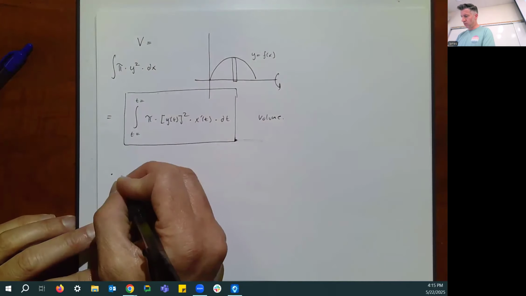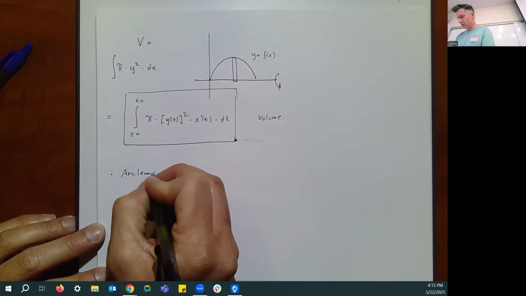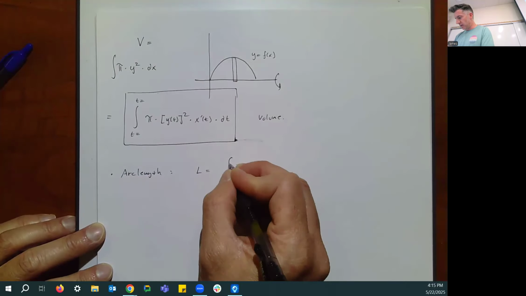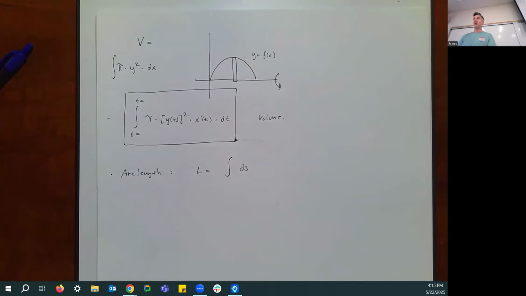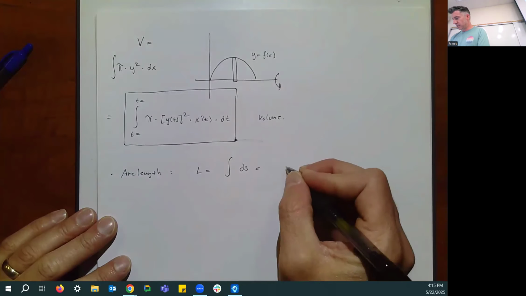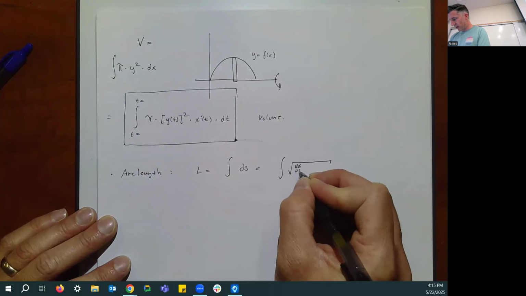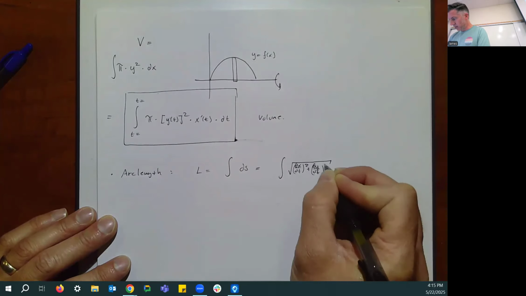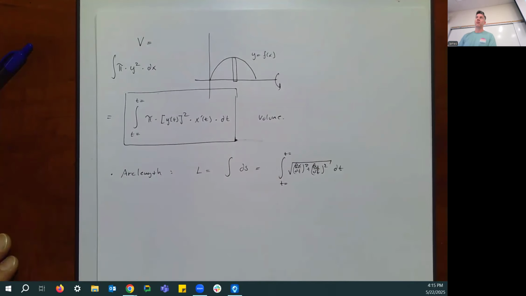Arc length isn't too bad. For arc length, we would typically find the length as the integral of ds. And we even talked about how ds really was defined parametrically in the first place. It's the square root of (dx/dt) squared plus (dy/dt) squared, dt. So that's actually not terrible at all.